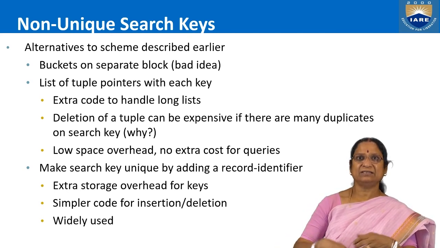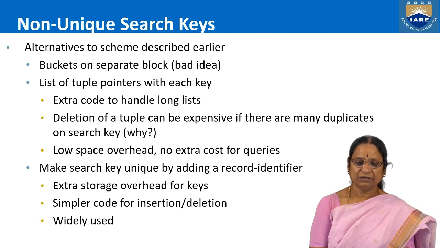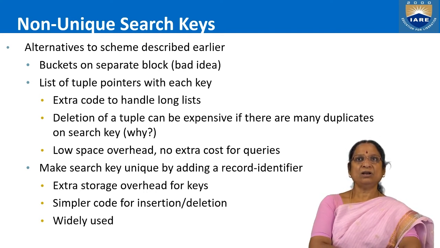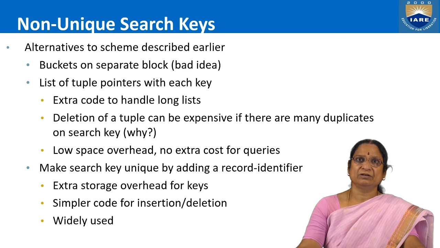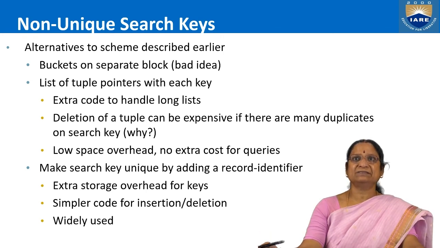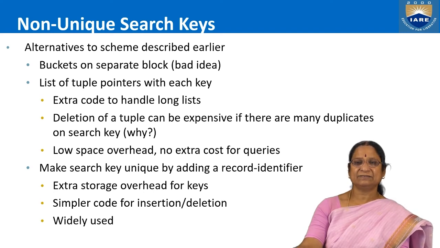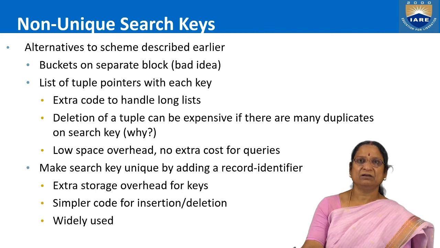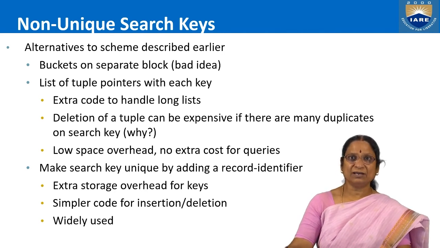So whenever we are processing these, various alternatives are there for non-unique search keys to be considered. Non-unique search keys means the search key is having duplicates. Various alternatives to the scheme described earlier: buckets on a separate block, because every time a separate block is going to be considered, but it is not a good idea here. A list of tuple pointers with each key. For this we need some extra code or logic to be written to handle our long list.